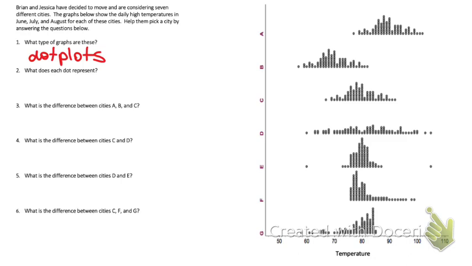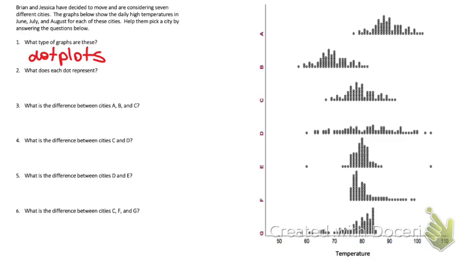Why do you think they're called parallel dot plots? They don't intersect. They are parallel. They're stacked on top of each other. But when you guys see something is called parallel something, that means it shares an axis, usually the x-axis. So parallel dot plots because they share an x-axis.